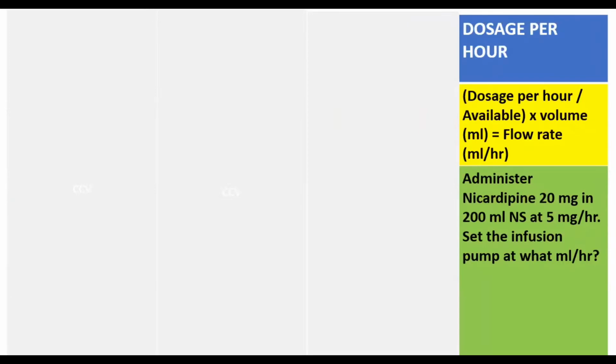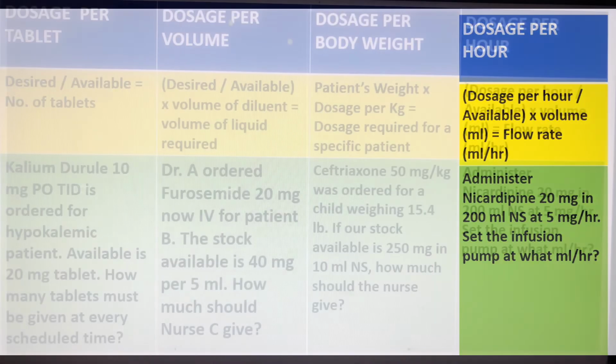Another problem is the dosage per hour. This is calculated using the formula dosage per hour divided by available multiplied by volume, that is in ml, equals the flow rate, that is in ml per hour. Example of this problem: administer nicardipine 20 milligrams in 200 ml of normal saline at 5 milligrams per hour. Set the infusion pump at what ml per hour?